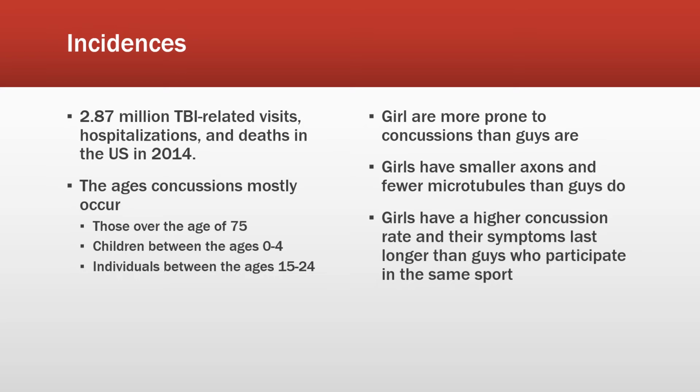Also, girls are more prone to concussions than guys are. Sad fact, I know. It's because girls have smaller axons, which means they have fewer microtubules than guys do. Guys will have larger ones and more microtubules.